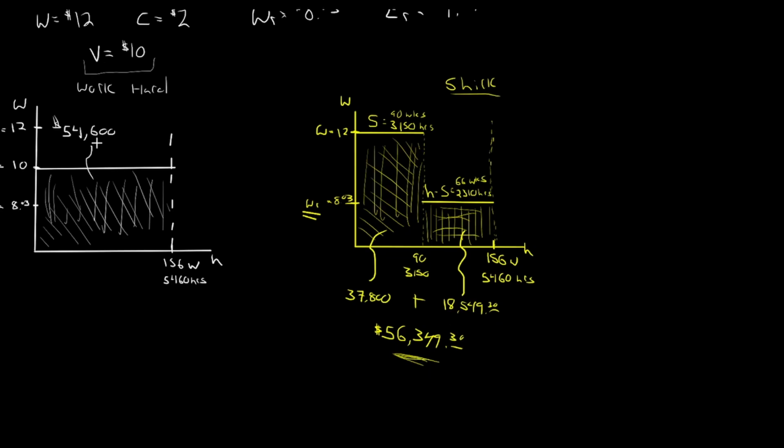So what should Maria do? Should she work hard and earn 54,600, or should she shirk and get 56,349? Well, strictly from this perspective here, it should be kind of clear that Maria has a strong incentive to shirk. She is better off showing up, doing nothing until she's caught, and then earning her reservation wage there on out, versus showing up and actually working hard and facing that cost of $2 per hour and earning less.